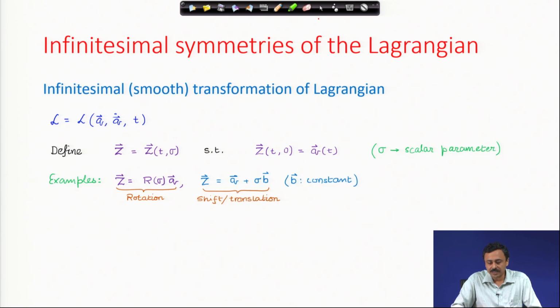Or you have z equal to the generalized coordinate plus sigma times another arbitrary vector b, but a constant vector. Arbitrary constant vector b times sigma is added to our generalized coordinate. You put sigma equal to 0, you will get back your q, the generalized coordinates. The first one we will call rotation, the second one is shift or translation, and there is a definite translation direction b.